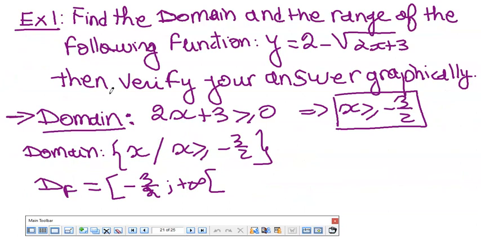We start with the first example. Find the domain and the range of the following function. I have y is equal to minus radical of 2x plus 3. Then verify your answer graphically, so we're going to draw it too.